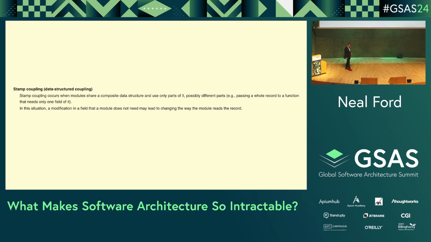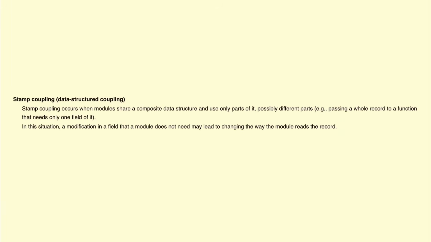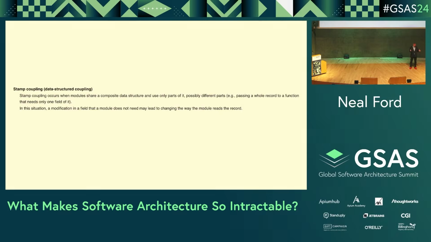Stamp coupling occurs when you share a composite data structure but only use parts of it. This is named from the COBOL days. This is how old this is. Because data structures in COBOL were so stable that they lasted for generations, literally. And when a new problem would come along and you needed to figure out which data structure to use, there were rubber stamps made, and you stamped it that this is the data structure we're using. That's the stamp coupling, is the rubber stamp. Because it's so stable, you can actually carve a rubber stamp out of your data structure. Imagine that in the modern world.